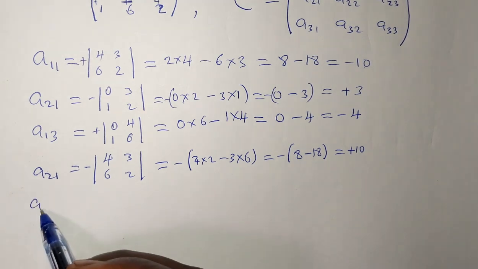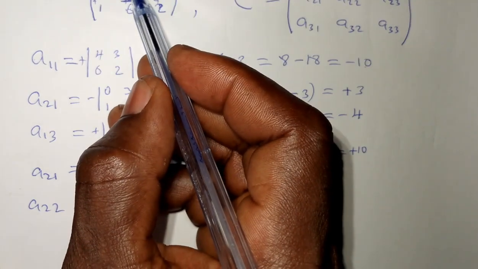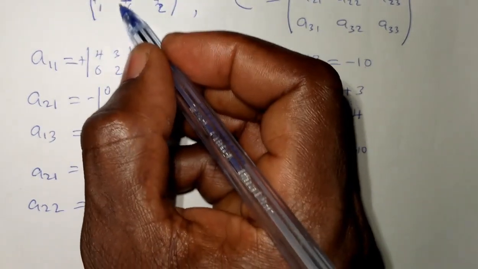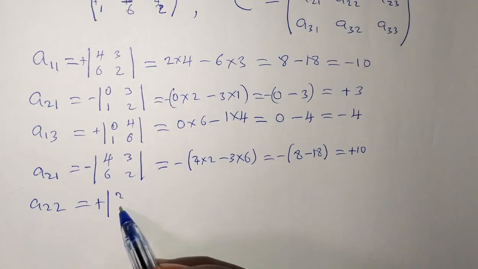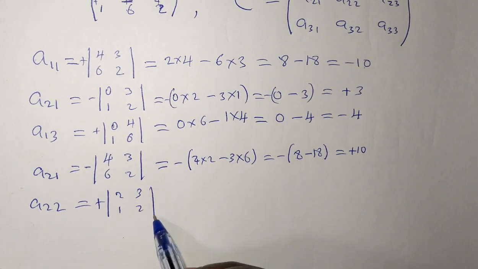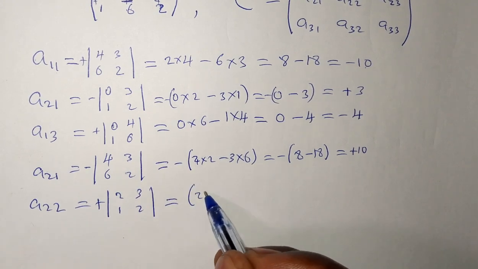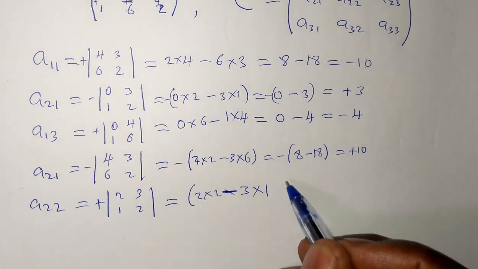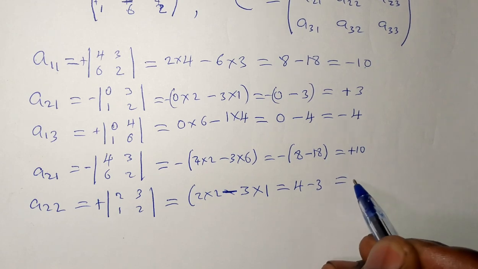Then we take A22, which is equal to, if you check A22, this is plus. So this will be plus in bracket. So you kick out this and this, you are left with 2, 1, 3, 2. So we find the determinant of that, which is the same thing as 2 times 2 minus 3 times 1, which is equivalent to 4 minus 3, and then this is 1.